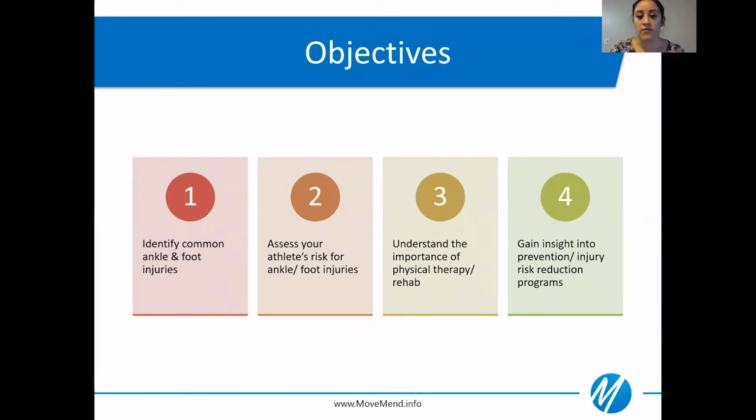So what we're going to go over, four main things, four objectives here. Really want you to be able to identify and understand some common ankle and foot injuries with regard to soccer players, assess your athletes' risk for ankle and foot injuries, understand the importance of how us PTs can be of resource to you during an injury, and gain insight into any prevention and injury risk reduction programs.